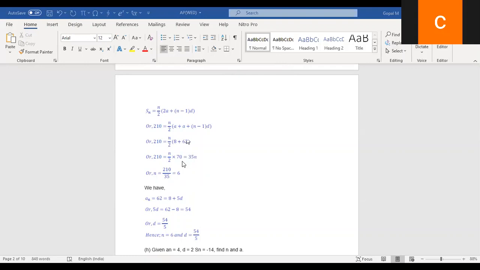So 8 plus 60 is 70. So here 210 is equal to 35n. So n is equal to 210 by 35, the n value is 6. And for the D value, they're asking us to find the 6th term of an AP. The 6th term of an AP is A plus 5D. So apply the values, and you'll get the D value 54 by 5.